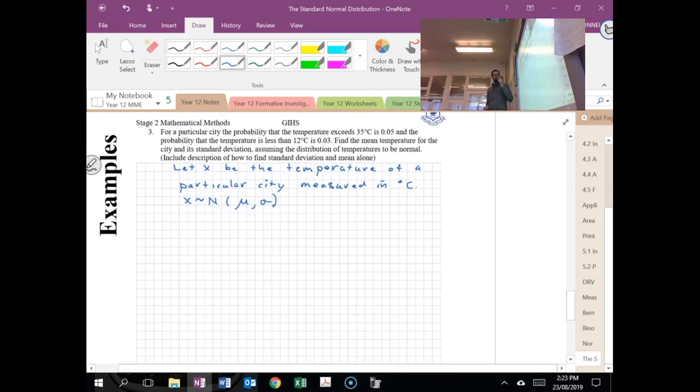But what we do know is that the probability that the temperature exceeds 35 degrees is 0.05. So we can say the probability that X is greater than 35 is equal to 0.05. And we know that the probability that the temperature is less than 12 is 0.03. So I can say the probability that X is less than 12 is 0.03. We're given both those bits of information.